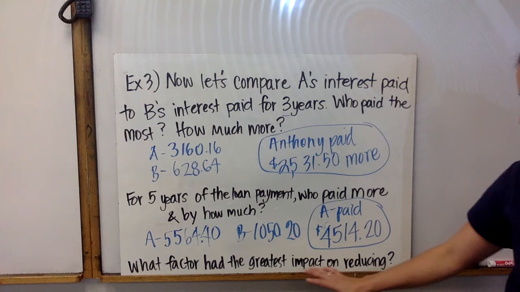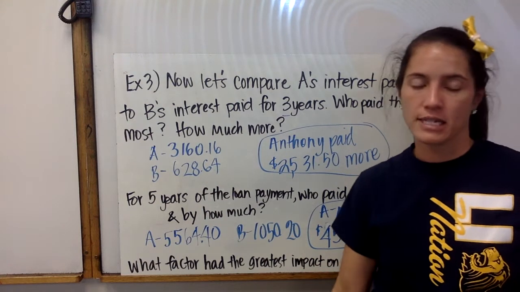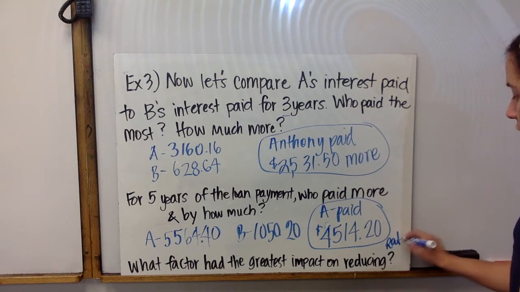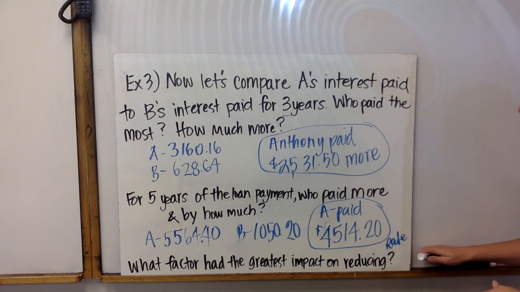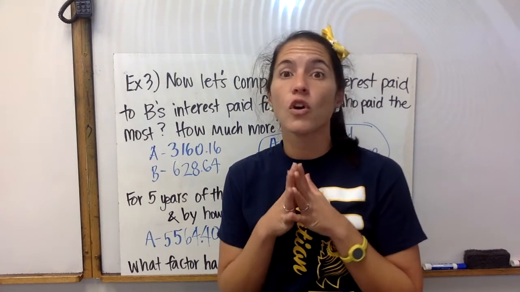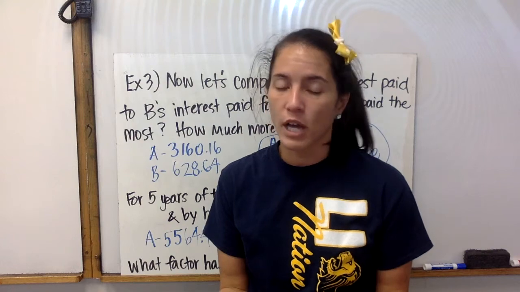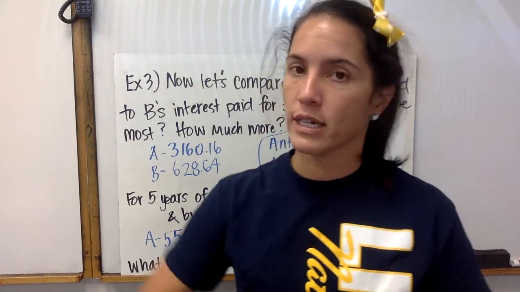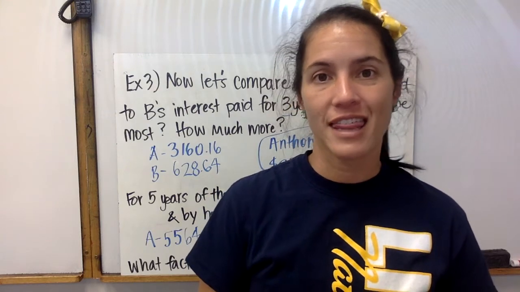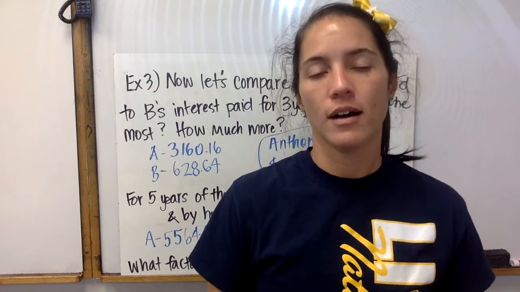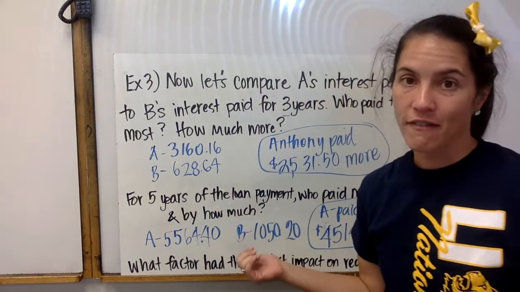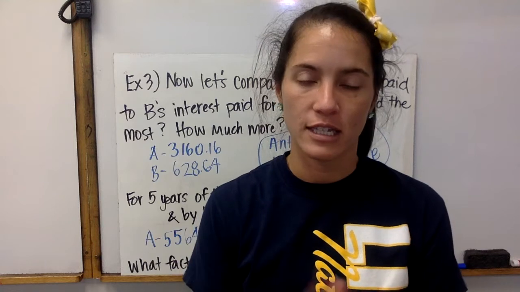So what factor had the greatest impact on reducing the payment? The biggest factor right now that we're talking about is the interest rate. Definitely, if you shorten a loan from 5 years to 3, of course you're going to pay out less money than if you extend it to 5 years or 10 years. But if you can get a low interest rate, that overall is going to help you pay off your debt faster than shortening the time span.